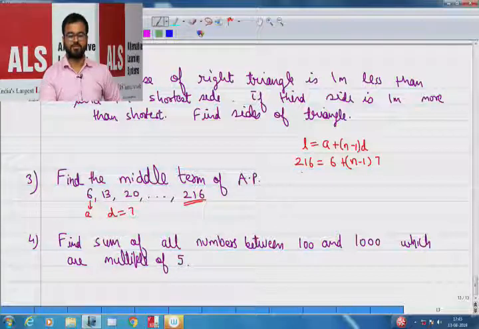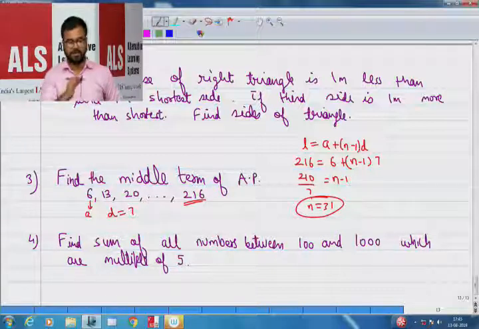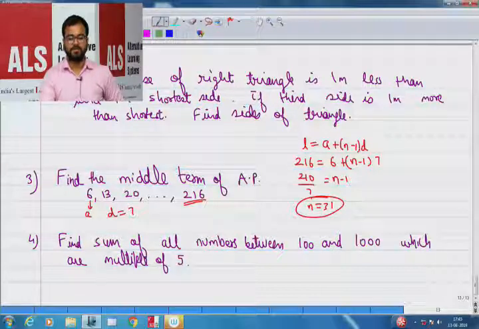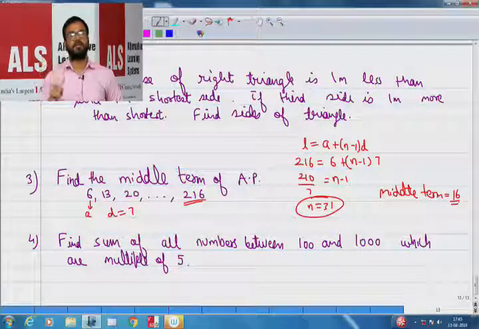So it is 216 minus 6, that is 210, divided by 7, equal to n minus 1. So n is equal to 31. So there are 31 terms in this sequence. If 31 terms are there, the middle term will be the 16th.